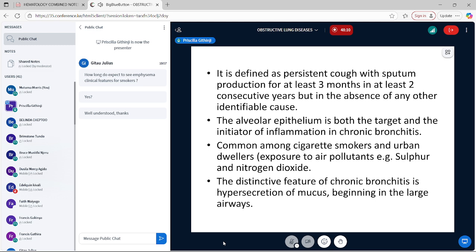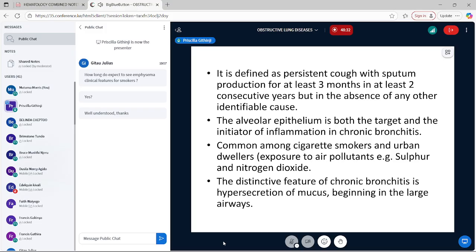October and December in 2024, the patient had cough for 3 months. Then in 2025, June, July, August, they had cough. So, and it is a productive cough. And there is no identifiable cause. That means you cannot pinpoint.